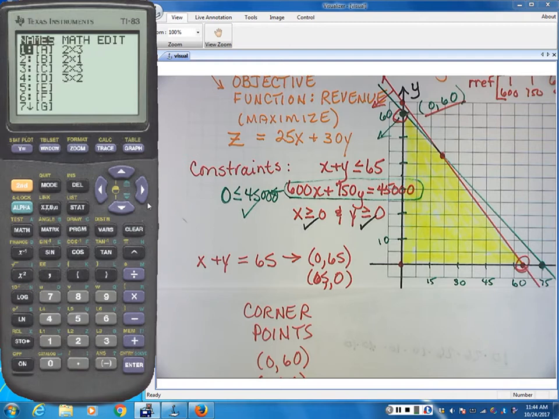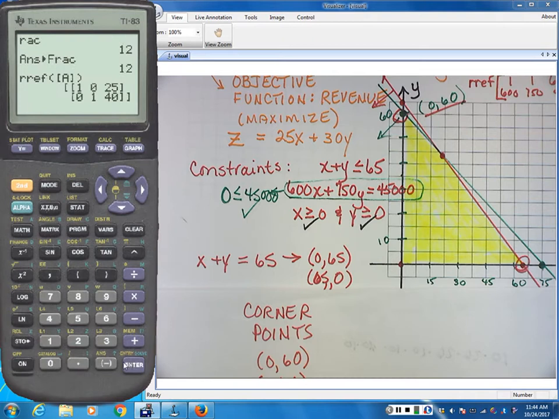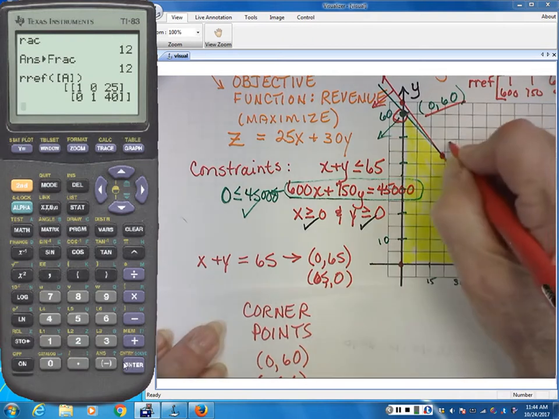Forgot to do reduced row echelon form. So it says 25 and 40. My last corner point here is 25, 40.